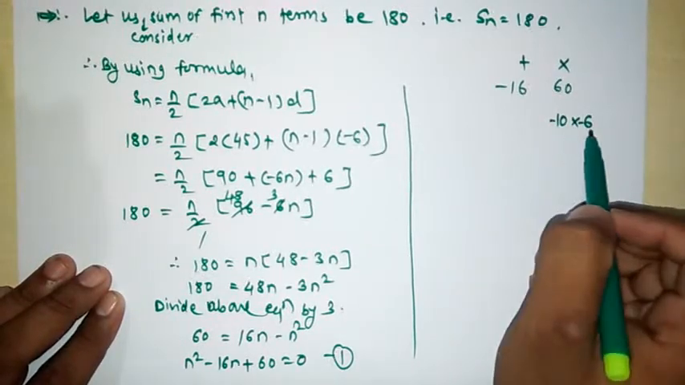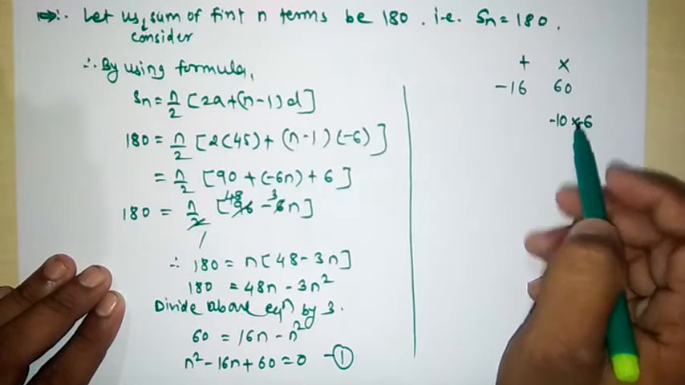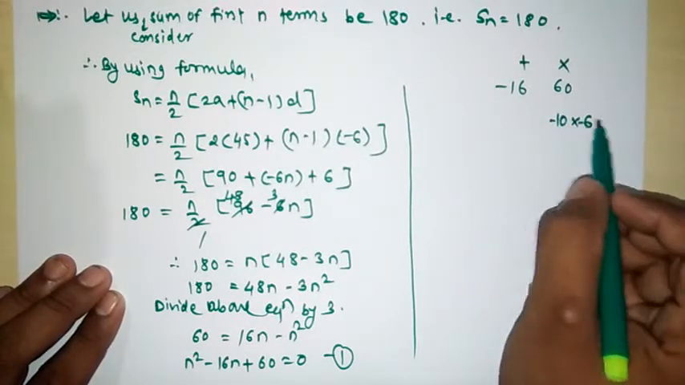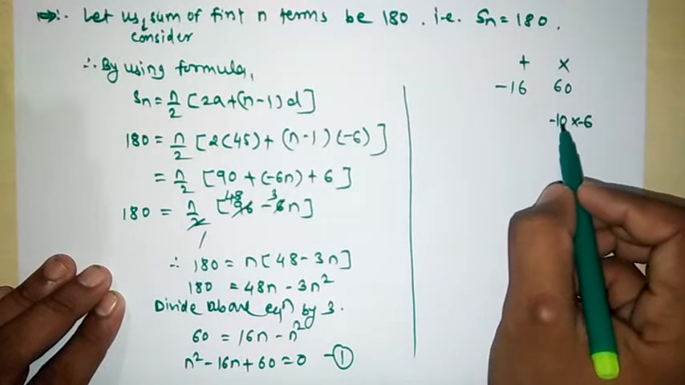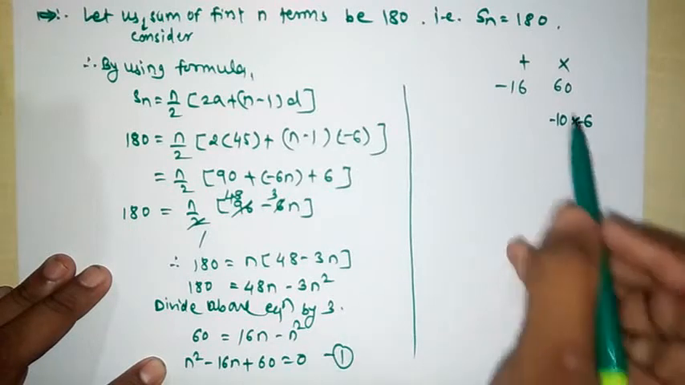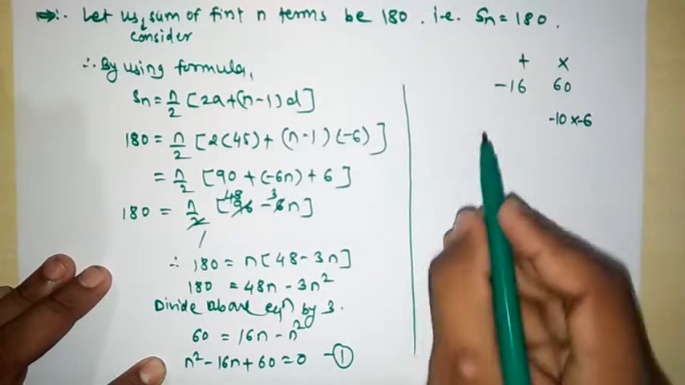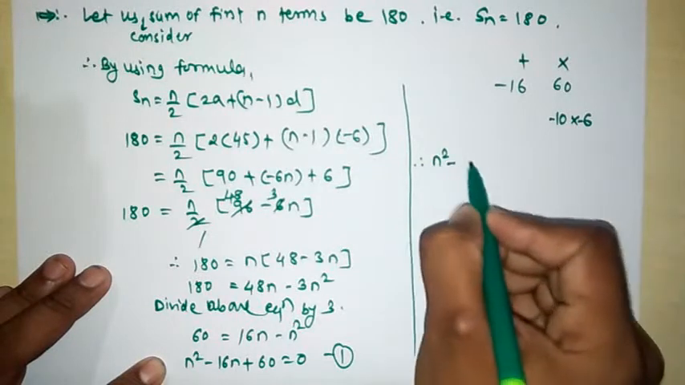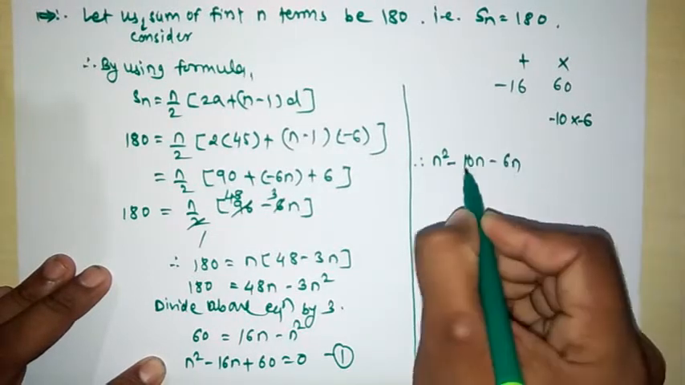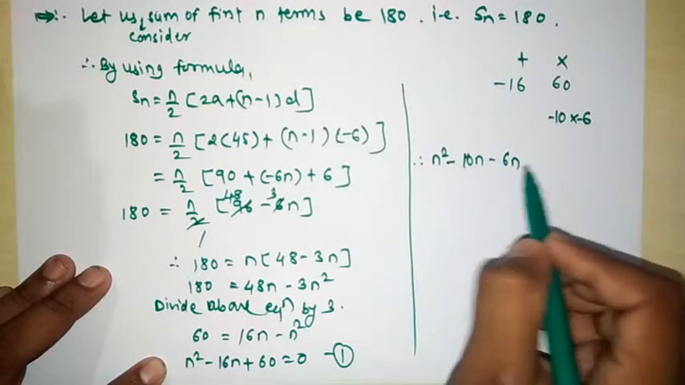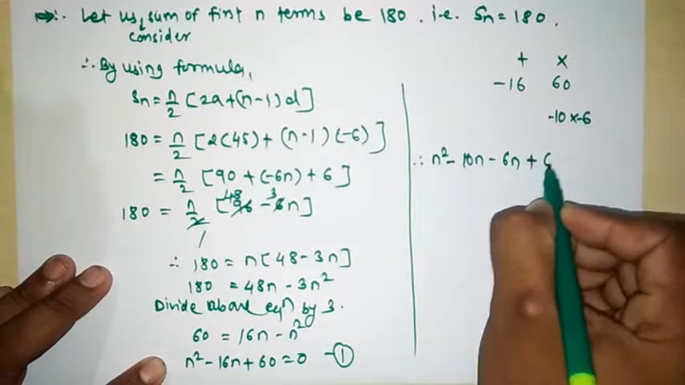See here, minus 10 into minus 6 will become plus 60, and minus 10 minus 6 is equal to minus 16. Therefore, in this case, we got the factors minus 10 and minus 6. We have to put them here. Instead of 16n, we have to write minus 10n and minus 6n. Therefore, by using the splitting the middle term method, n square minus 10n minus 6n plus 60, as the 16n is replaced by minus 10n and minus 6n, and plus 60 as it is.